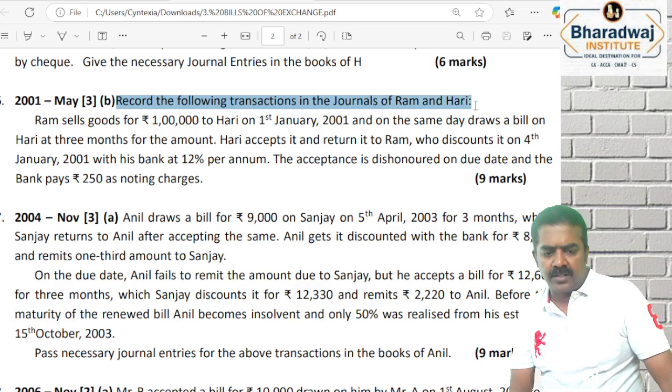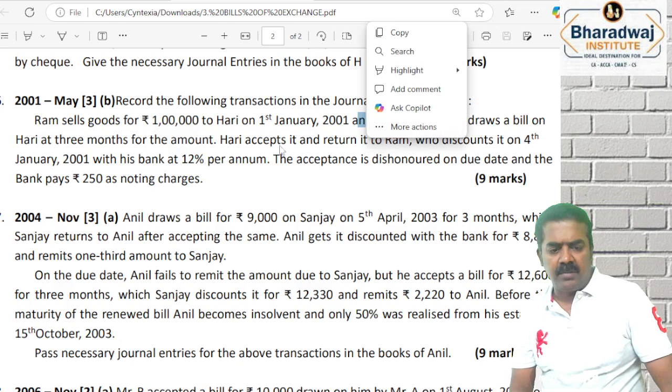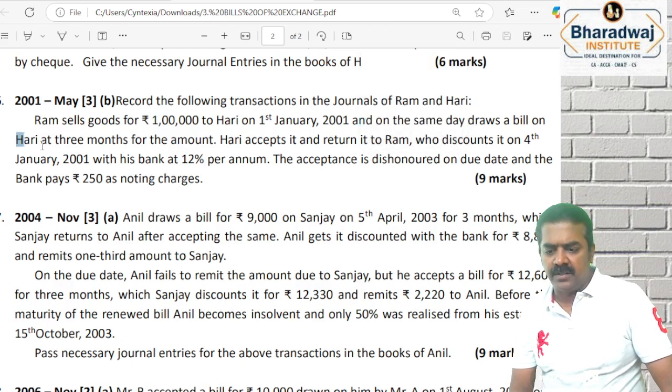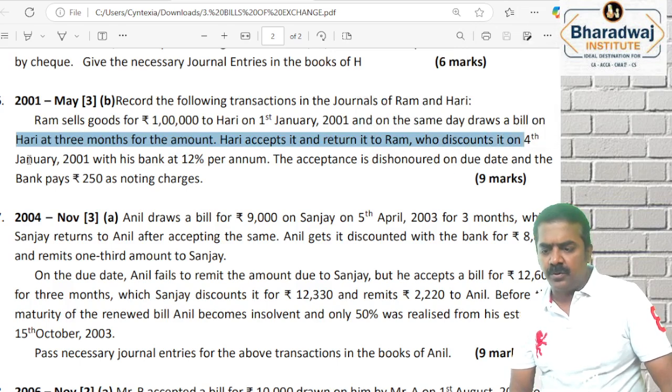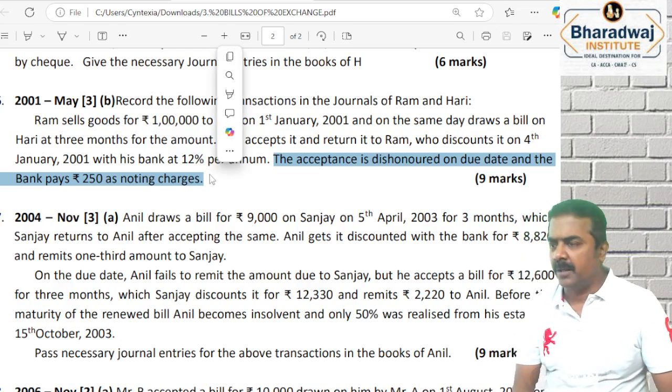Record the following transaction in the books of Ram. Ram is selling the goods for 1 lakh to Hari on 1st January 2001. On the same day, he draws a bill of exchange for 3 months, accepts it, and it is discounted on 4th January with the bank at 12% per annum. The acceptance is dishonored and noting charges of 250 have been paid by the bank.